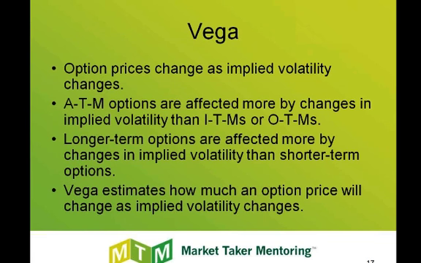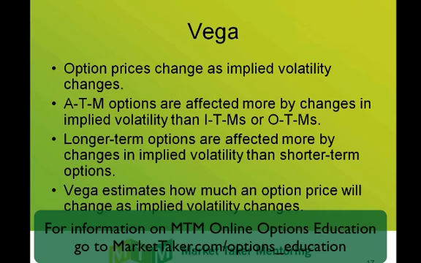Now again, we have this in the money, at the money, or out of the money thing. At the money options are affected more by changes in implied volatility than in the monies or out of the monies. Longer term options are affected more by changes in implied volatility than shorter term options. The impact of implied volatility on option prices is measured by Vega. Vega estimates how much an option price changes as implied volatility changes.